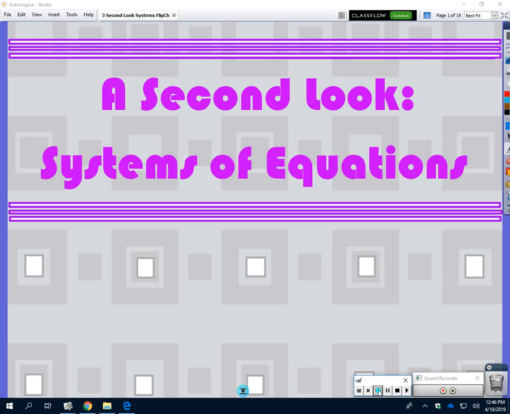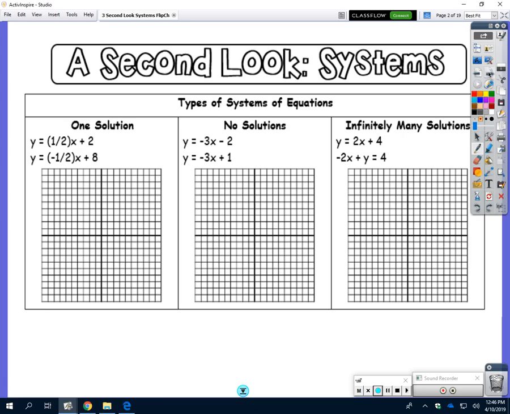Today we're going to look at how to solve a system of equations three different ways. Graphically is first. So there are three types of systems of equations. One would be where you get one solution. That means you're going to get a point, an x and a y.